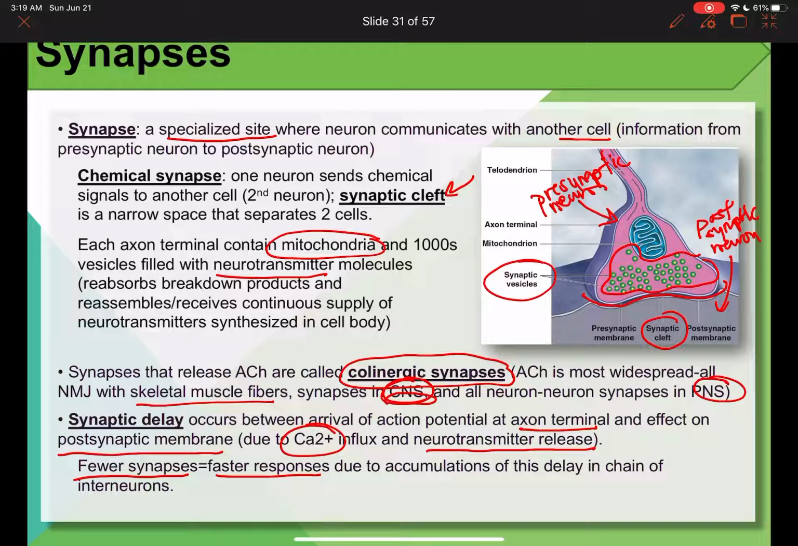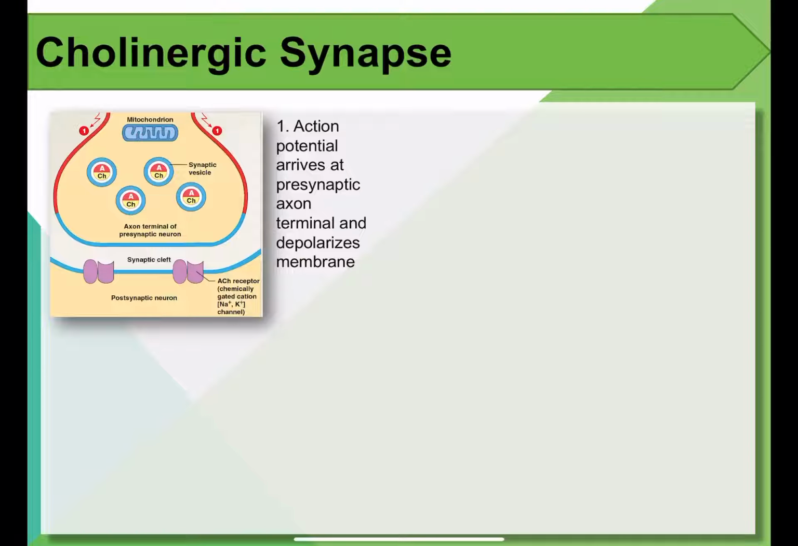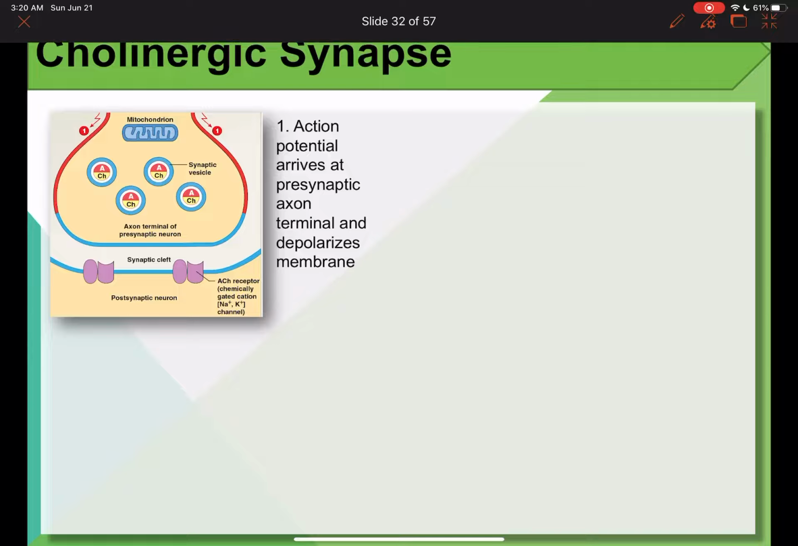with interneurons. Okay, so here's what needs to happen when an action potential arrives at the axon terminal of the presynaptic neuron. Presynaptic meaning, as I've talked about, that's the one that needs to release the neurotransmitter so the message can be relayed to the next neuron, which is the postsynaptic neuron. The one receiving the message is the postsynaptic neuron.